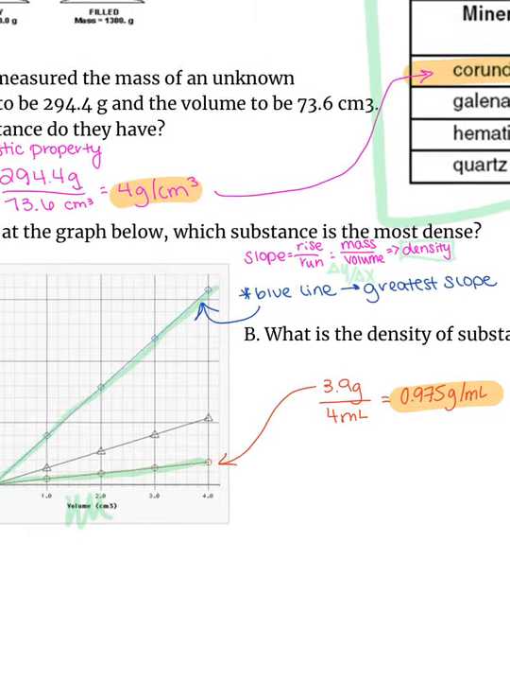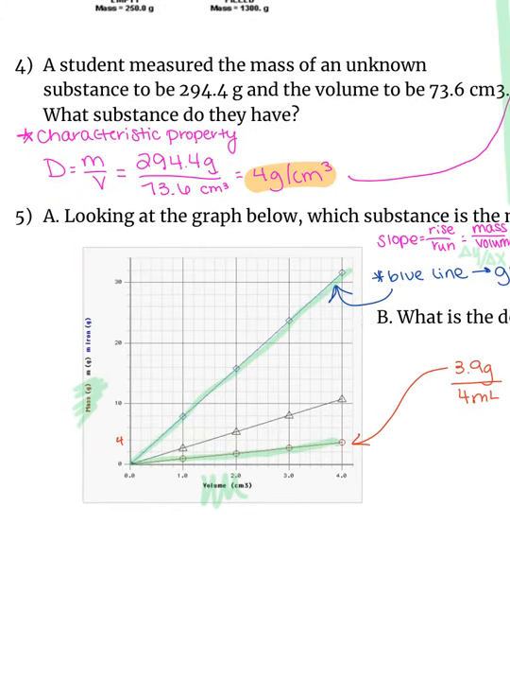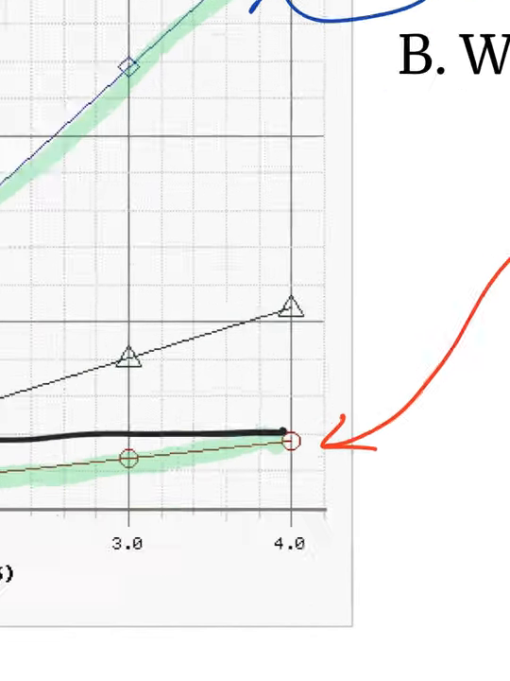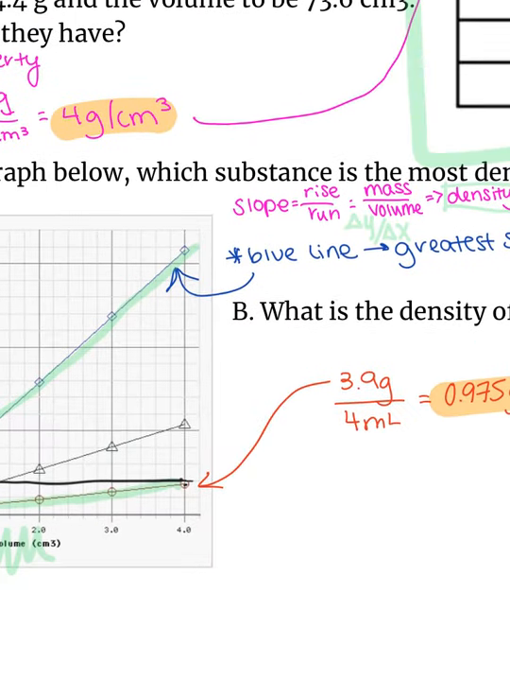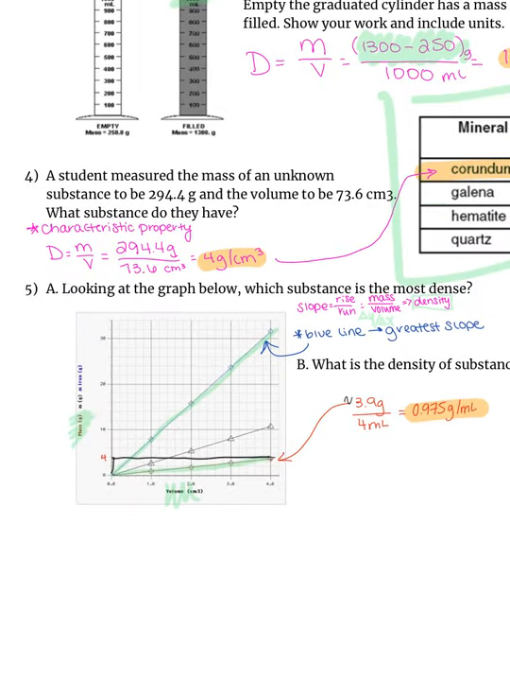Now for B, it asks, what is the actual density? The easiest way to do this is to see how much I rise versus how much I run, and just divide the rise by the run. If you look super close, the black line is at 4, and this finishes just below it. So I estimated about 3.9, so it's an approximation. And then I divided it by 4 because there were definitely 4 milliliters. So if you approximate it to be about 3.9, you're going to get 0.975 grams per milliliter.